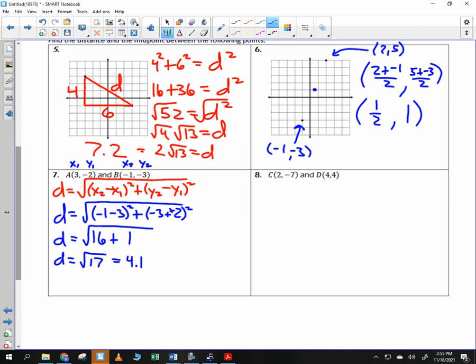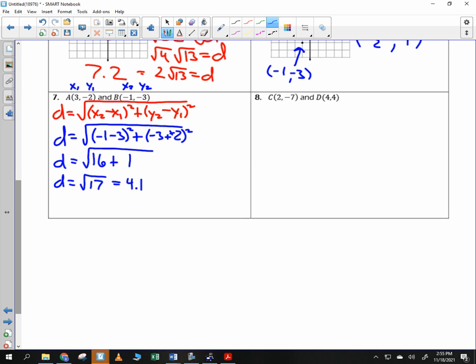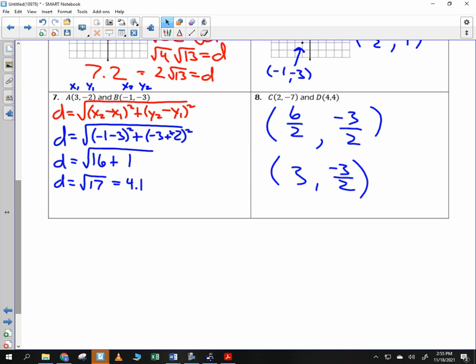Suppose you weren't given the picture and you're just given the coordinates, and we want to find the midpoint. Again, you just add the x values and divide by 2, add the y values, divide by 2. What do you get if you add the x values? 6. You divide by 2 to get 3. Add the y values, what do you get? Yep, and so that just stays negative 3 halves. And that's that. Good job, y'all.